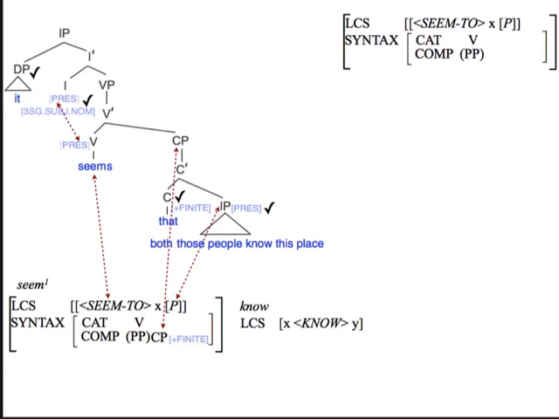But we have also another version of "seem," which is this one, seem 2, and the difference is that it would have a minus finite IP complement.